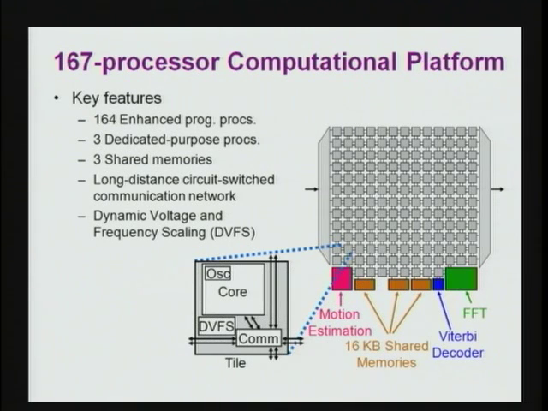So our 167 processor computational platform achieves this by containing 164 homogeneous programmable processors. At the same time, it includes 3 dedicated purpose processors, which implement the FFT, Viterbi decoding algorithm, and motion estimation algorithm. Alongside is also 3 16 kilobyte shared memories. And finally, each programmable processor has 2 distinct features. The first is long distance communication, as I've alluded to before, as well as per processor dynamic voltage and frequency scaling, allowing us to have even higher energy efficiencies through the scaling of voltage, not only the scaling of frequency.